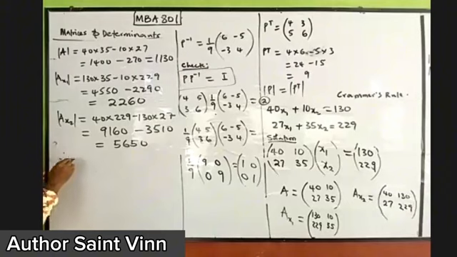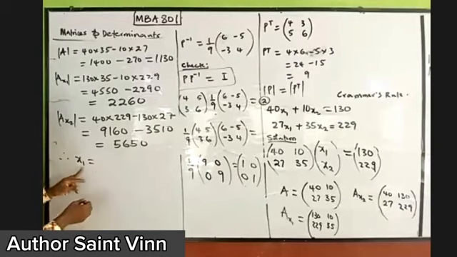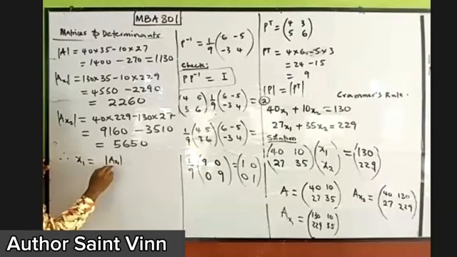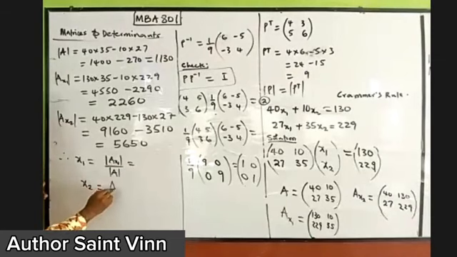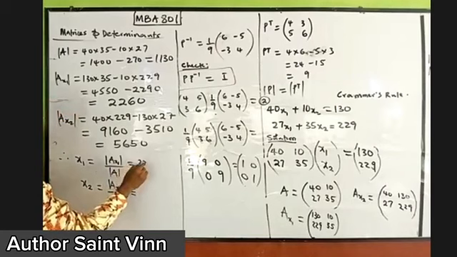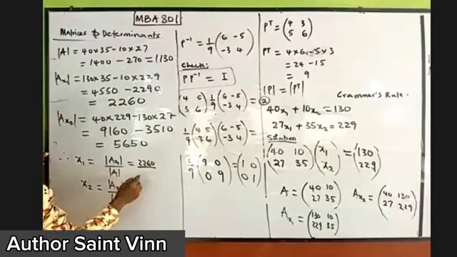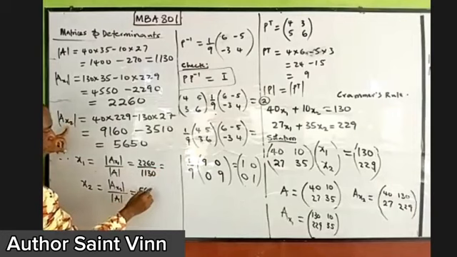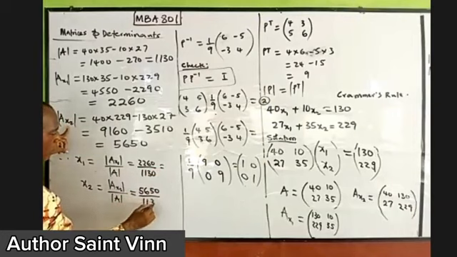Finally, therefore, X1. You go on looking for X1 and then X2. X1 will be equal to the determinant of A S1 all over the determinant of A. X2 is equal to the determinant of A S2 all over the determinant of A. This A S1 is what? 2,260 divided by the original 1,130. Answer. And 5,650 over 1,130. Result.